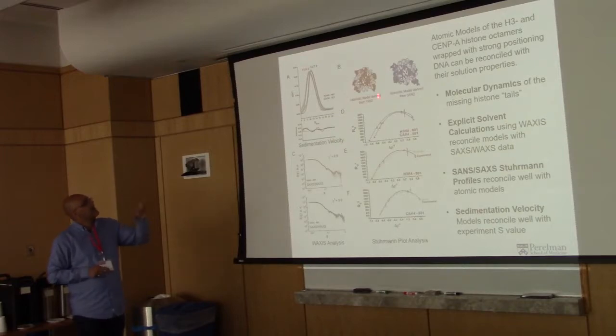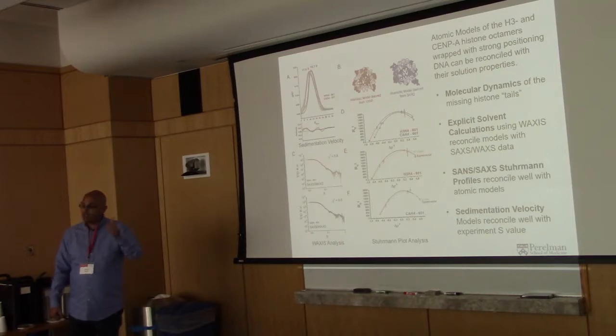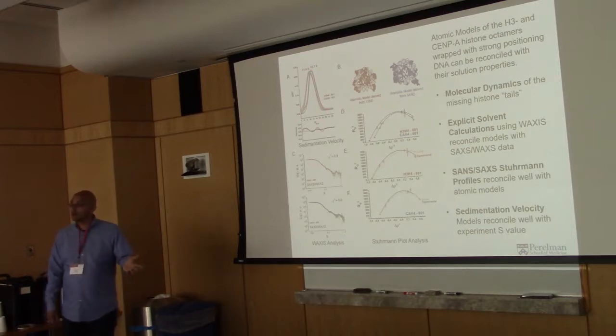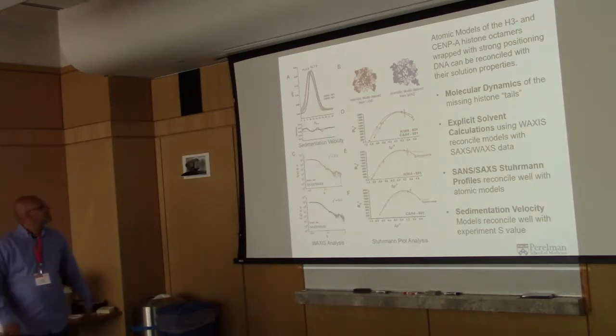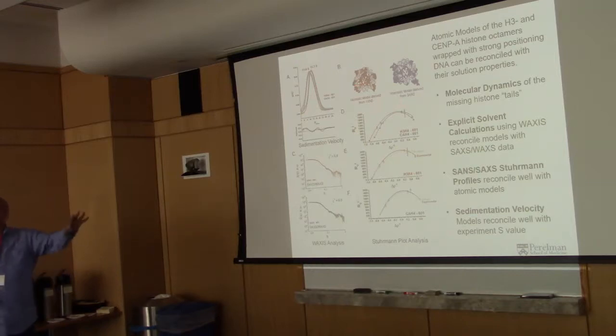If you back calculate from these models the sedimentation coefficient and the frictional coefficient, you get very good agreement with the experimentally determined S values. 11 to 12S is the classical number in the literature going back decades. We get generally consistent results in both cases, so it's good agreement on that level.